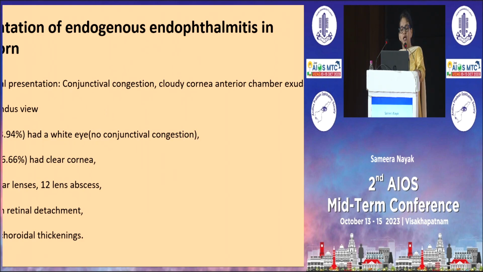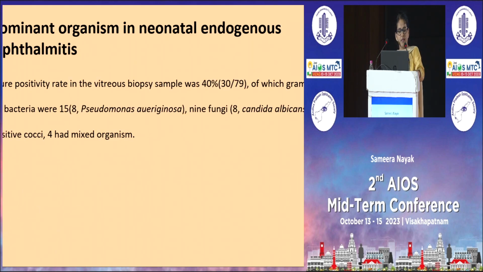Typical presentation was conjunctival congestion, cloudy cornea, anterior chamber exudates with no fundus view, but we also saw a couple of cases with white eyes, no conjunctival congestion. 40 eyes had clear cornea, 19 clear lenses, 12 presented with lens abscess, 7 presented with retinal detachment, and 4 with choroidal thickening. The commonest organism was Pseudomonas aeruginosa. We also found fungi as well as gram-positive cocci in the culture, and the culture yield is very low.